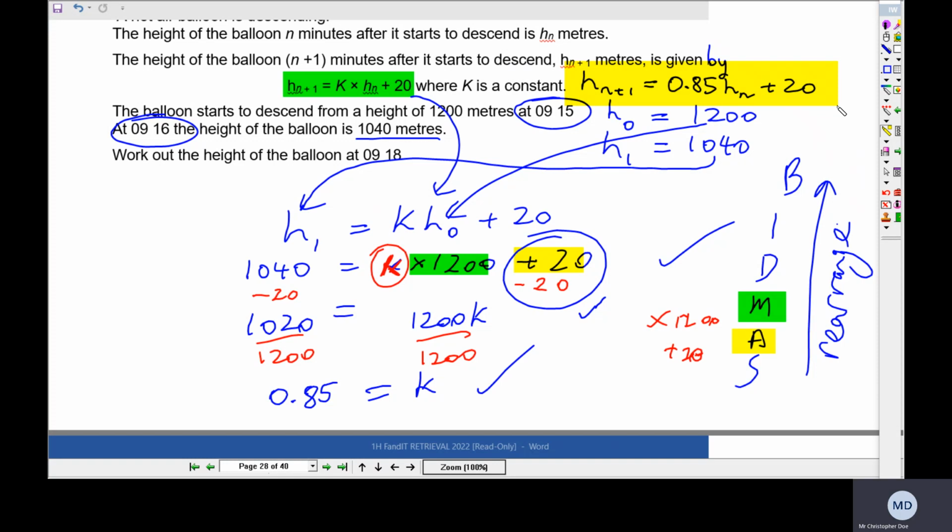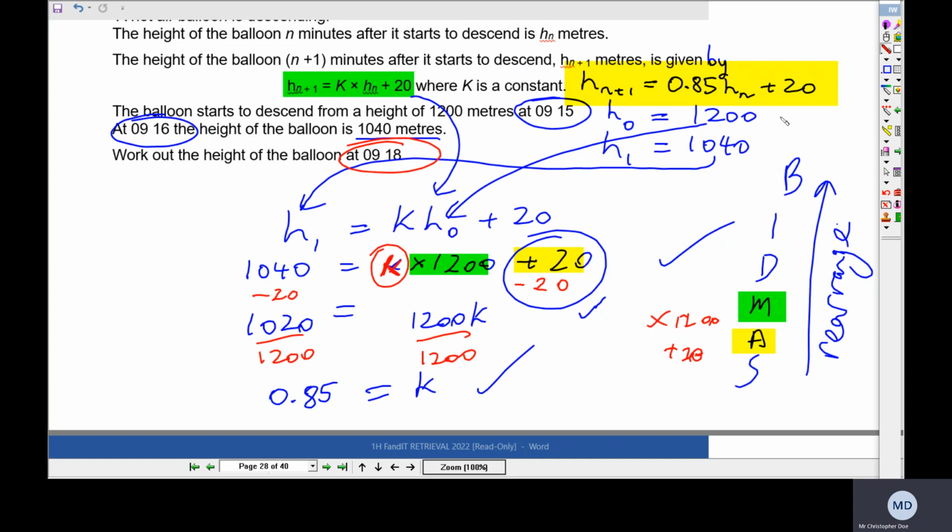I don't know what that means. It looks like it descends by 15%, but then maybe a bit of upthrust of 20 each minute. I don't quite understand where the numbers come from, but that seems to be what's happening. Right, so work out the height of the balloon at a certain time, 9:18. Oh, right, okay. Well, we know H0.